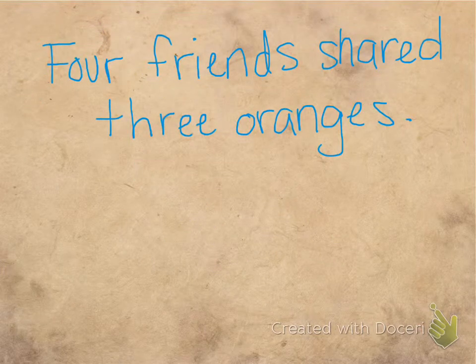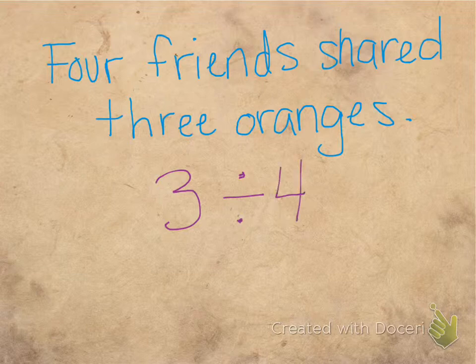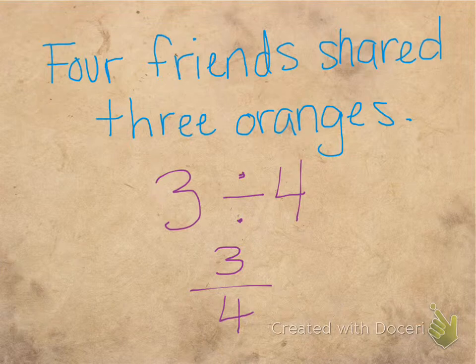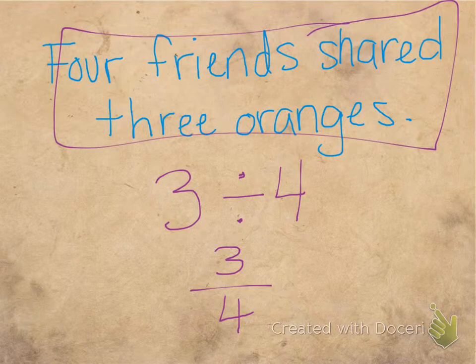And D says 4 friends shared 3 oranges. So again, we have 3 oranges, and we are dividing them among 4 friends. So that would also be 3/4. So D works also.